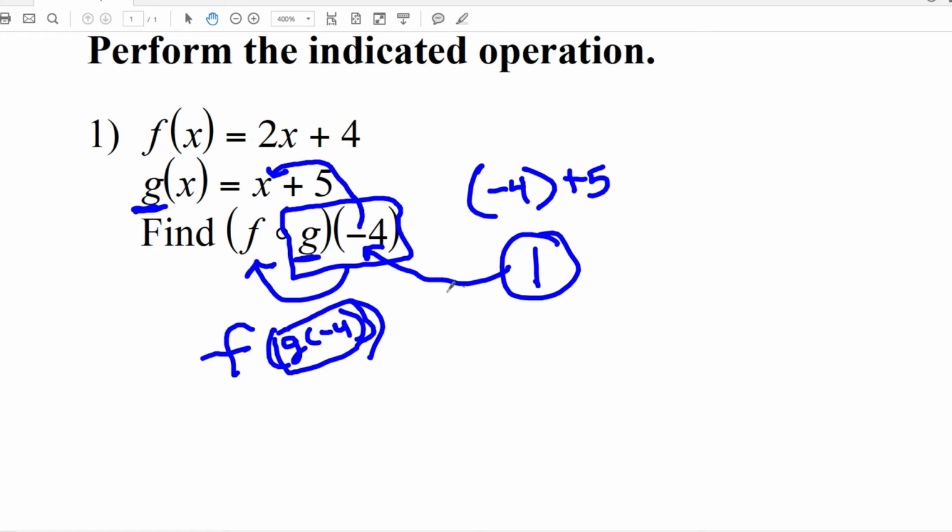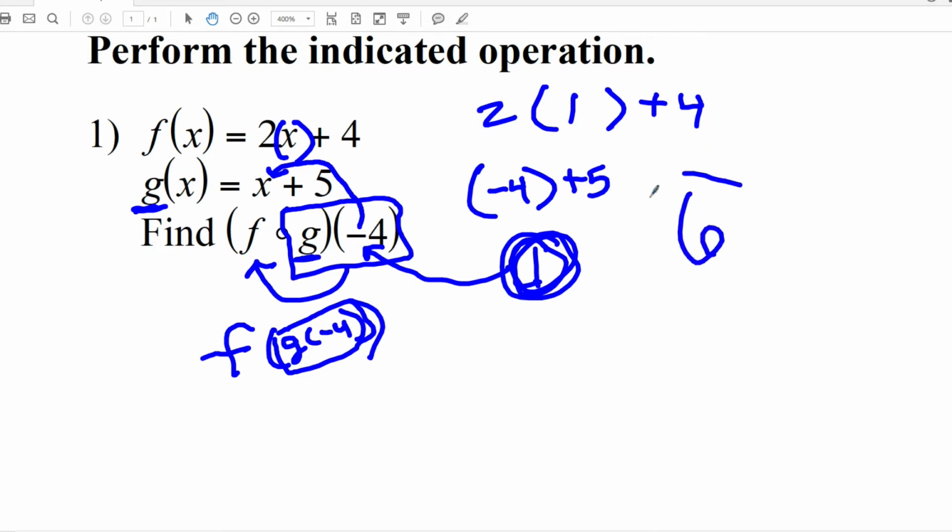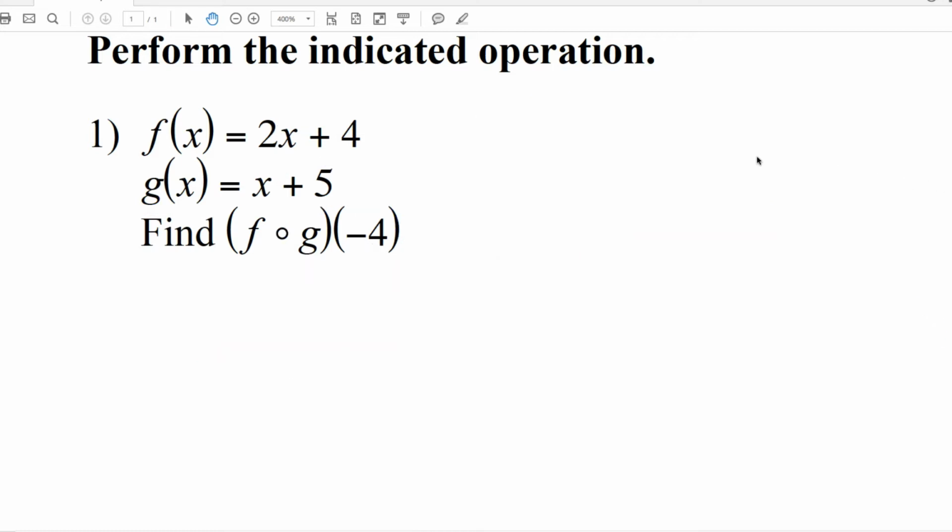Well, g of negative 4 is what goes into f. So we have 2 parentheses plus 4. And we found out g of negative 4 is 1, so that's what I'm going to put there. 2 times 1 is 2, plus 4 is 6. And that's the answer. Let's go ahead and go over the next one.